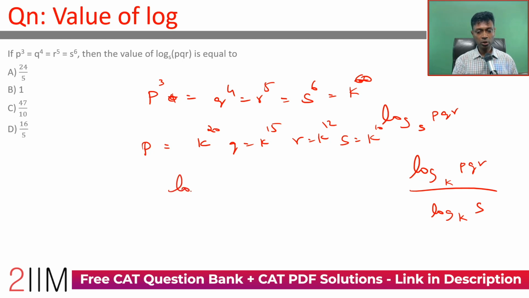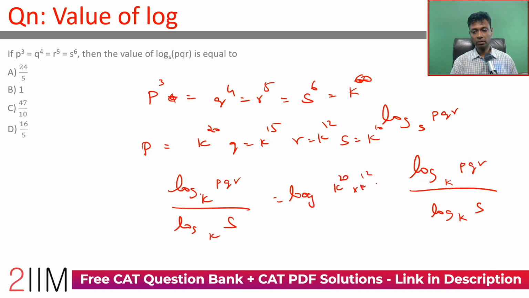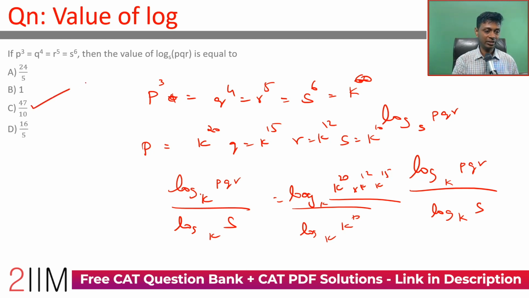Log of PQR to the base k by log s to the base k. So it's log of k power 20 into k power 12 into k power 15. P, R and Q, I've written it incorrectly, by log of k power 10 to the base k. This is simple. 20 plus 12 is 32. 32 plus 15 is 47. 47 by 10. This is the answer.